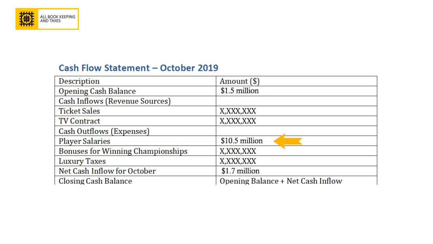The biggest expense was player salaries, totaling $10.5 million monthly. Planning when to pay players, especially during the off-season, is critical to avoid cash flow issues. Adjustments like bonuses for winning championships and luxury taxes also influence cash flow. After accounting for these, the Raptors had a net cash inflow of $1.7 million for the month.